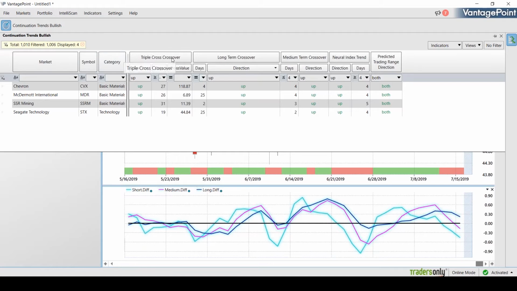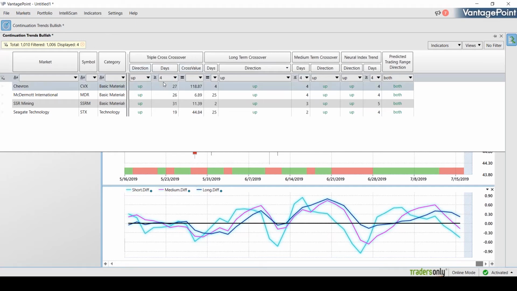Now we have the triple crossover here added into this Intelliscan. And as I make this days column a little bit larger, you can see we've got this set to greater than or equal to 4 days. So this is something where we're looking for existing momentum. These are markets that aren't necessarily fresh crossovers, but they've been moving, in this case, to the upside. These have been bullish trends that are expected to continue according to VantagePoint.